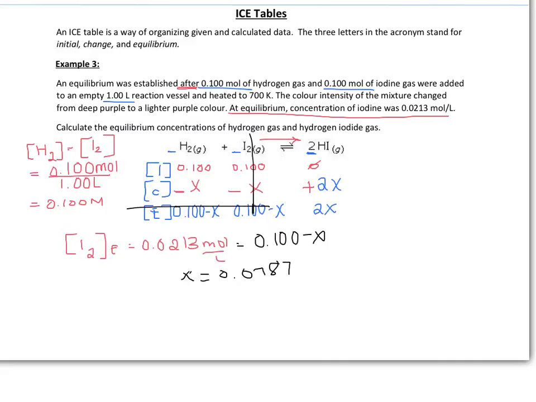Once you know the value of x, you can now plug that value of x into the equilibrium line to get all of the equilibrium concentrations. That's essentially what we're looking for in this question. So HI at equilibrium, in our ICE table we said that was 2 times x. We now know what x is, so we multiply the x by 2 to get 0.158. And since we're solving for concentration, we put in moles per liter or molar.